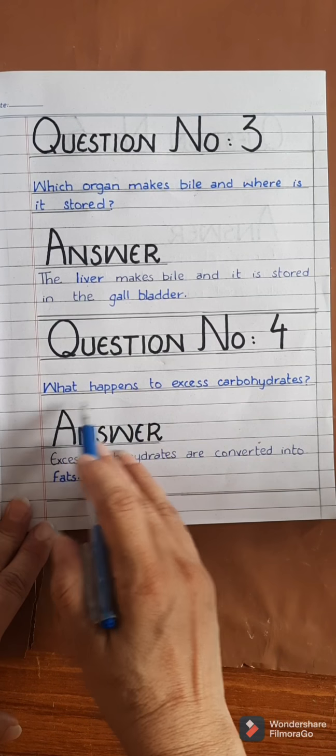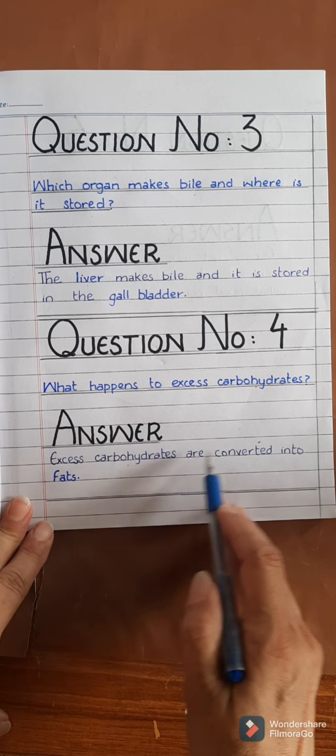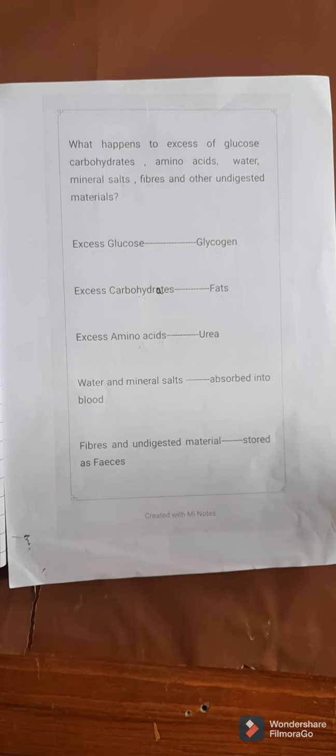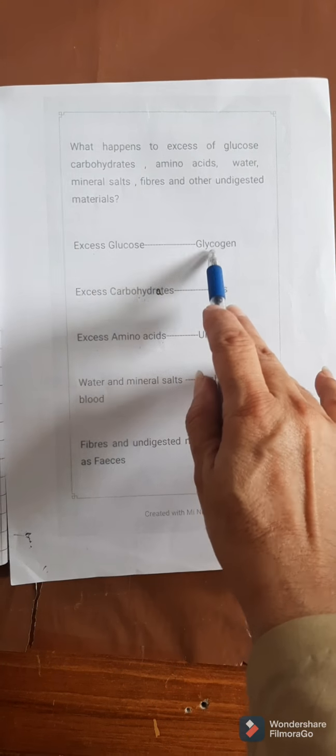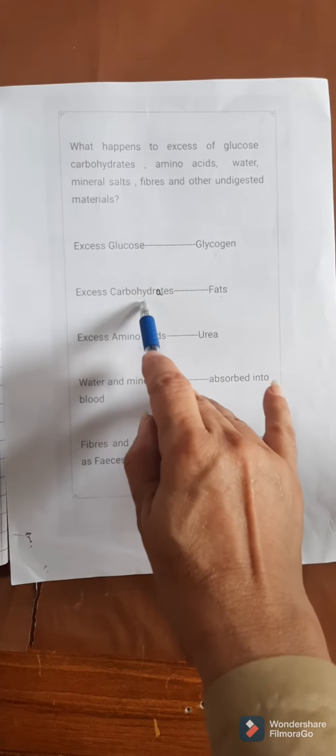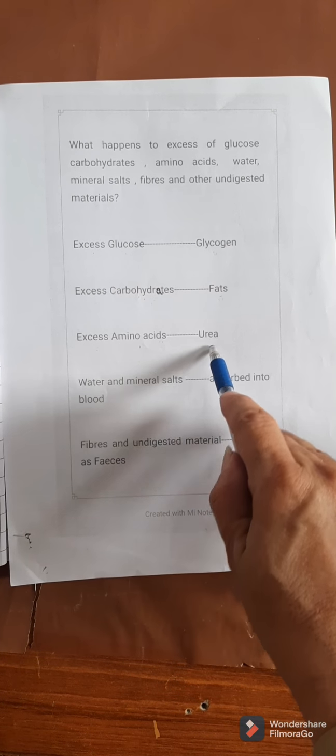Question number 4. What happens to excess carbohydrates? Excess carbohydrates are converted into fats. Dear students, in the previous lecture I have already discussed that excess glucose is converted into glycogen, excess carbohydrates are converted into fats, and excess amino acids are converted into urea.